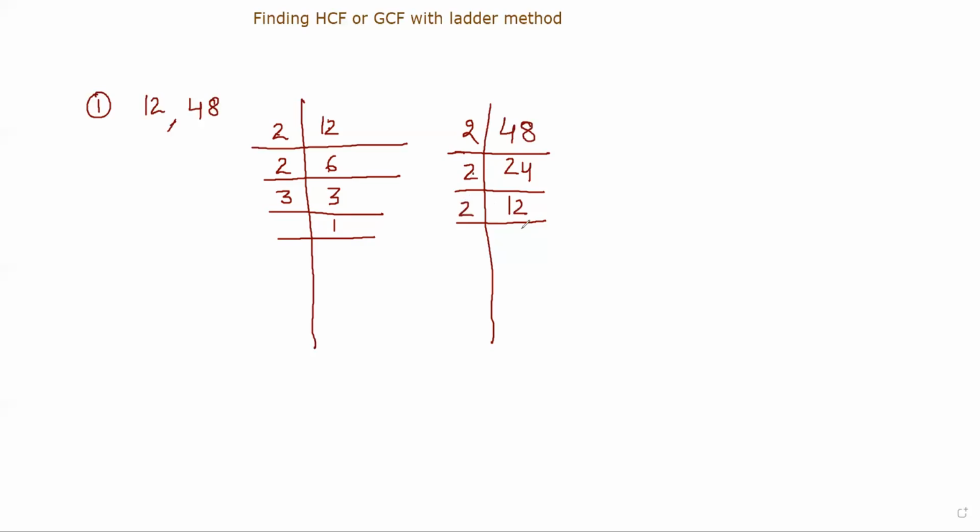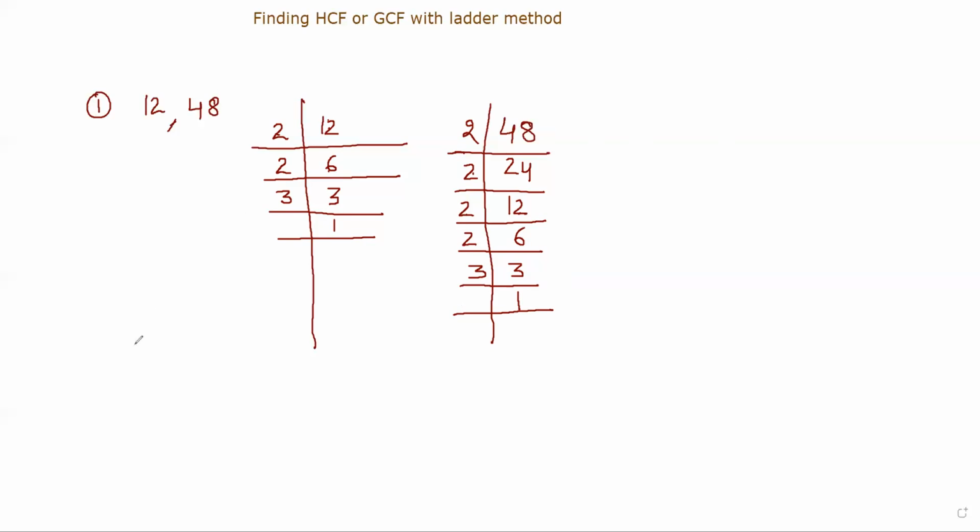Then again an even number. Then 12 divided by 2 is 6. Again an even number. I will keep on dividing as long as it divides by 2. Then I will change the number if it's not divisible by 2. So 6 divided by 2, I get 3 here. Then 3 obviously is a prime number, then I get 1. So I would stop my prime factorization here.